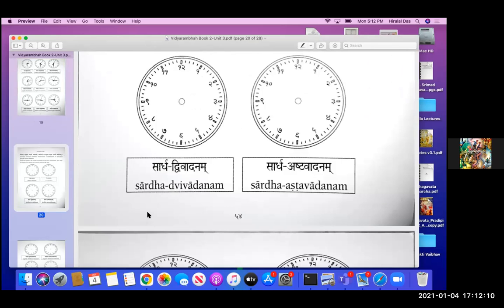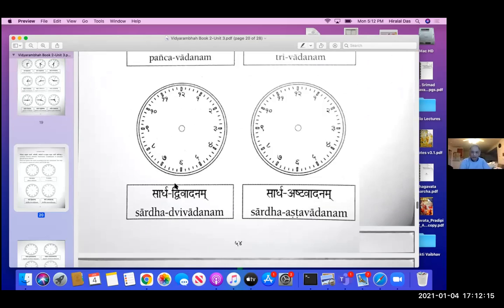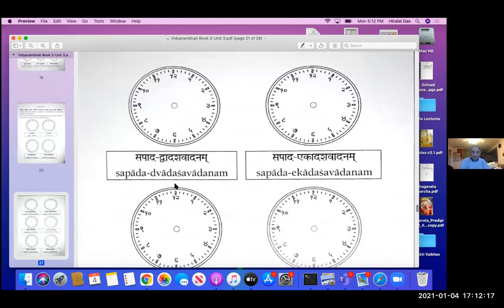We are here. Sardha. Have we done this? Okay, we have done this here. We are here now: Sapad Dwadasavadanam. Who can tell where the short and long hand are?